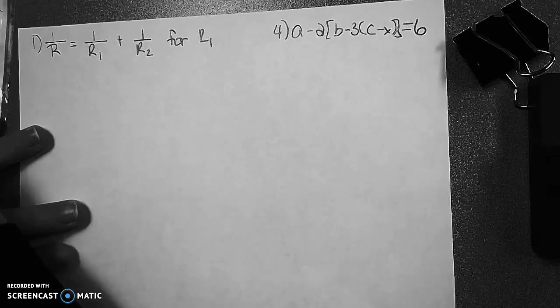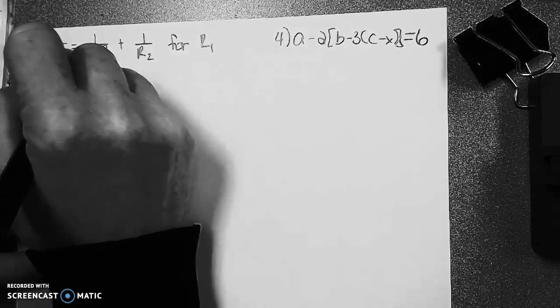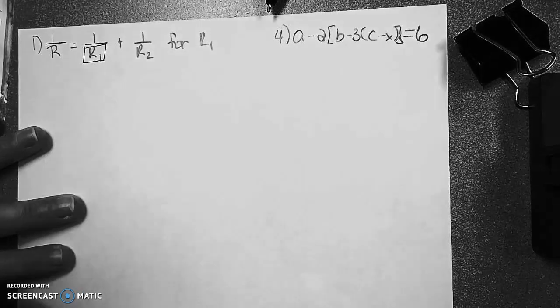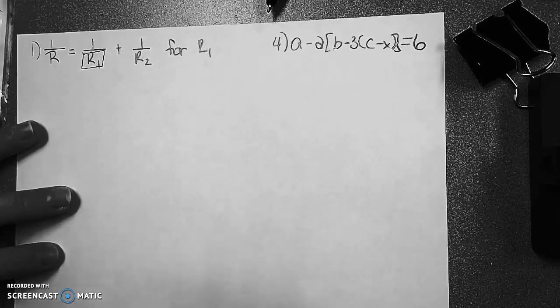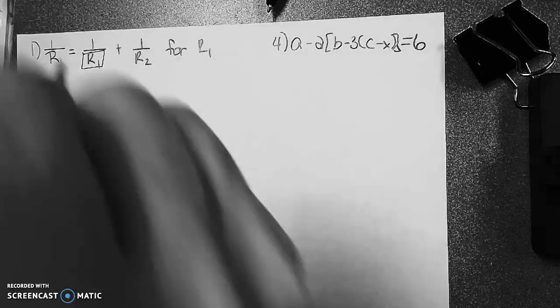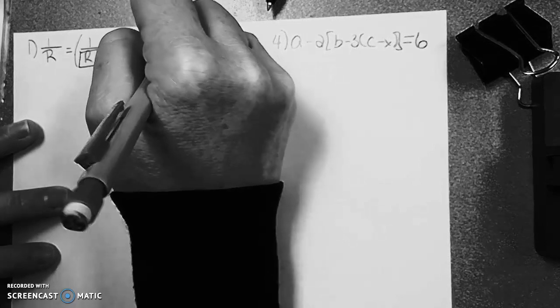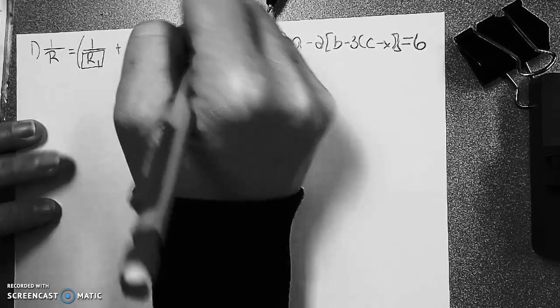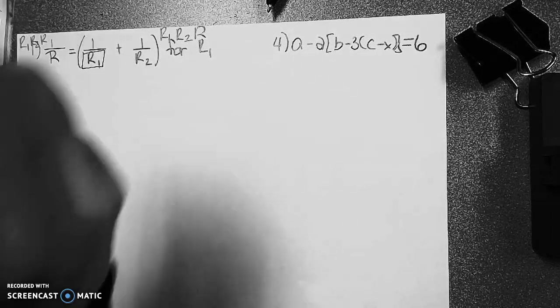So let's start off with number 1. Number 1 says that we want to solve for r sub 1, and so here is r sub 1. First off, I notice that we have lots of fractions here, and I want to get rid of the fractions so I no longer have to deal with those, which means I want to multiply everything by r1, r sub 2, and r. So I'll multiply both sides by r1, r sub 2, and r.